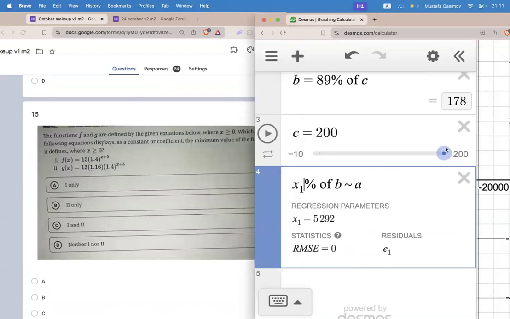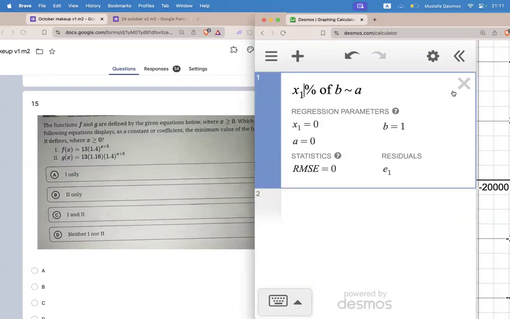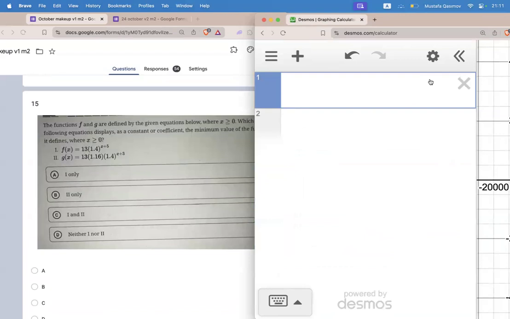15. For 15 is a little bit harder for some students. We have to just write both equations here.